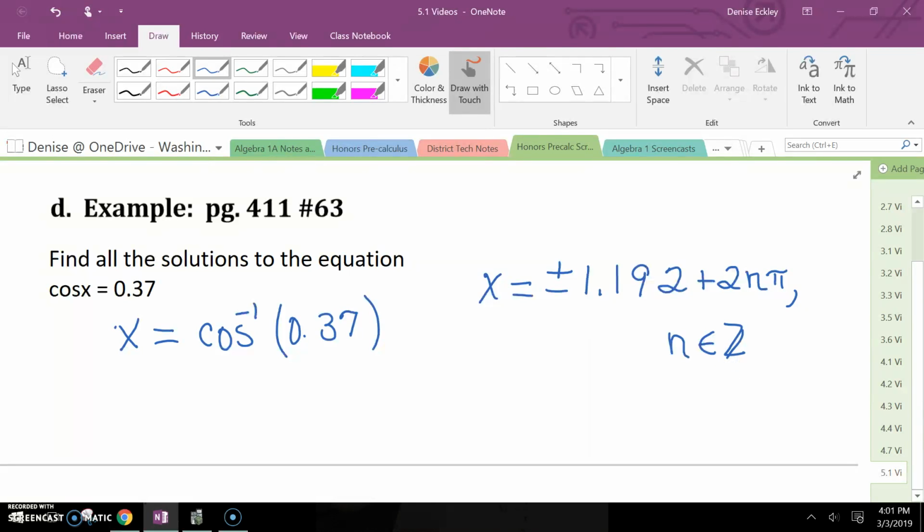So I have positive 1.192 plus 2n pi will give me all the solutions traveling around and ending in the first quadrant, and negative 1.192 will give me all the solutions starting in the fourth quadrant and traveling the whole way around the circle.